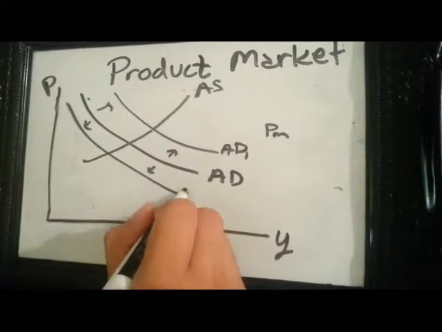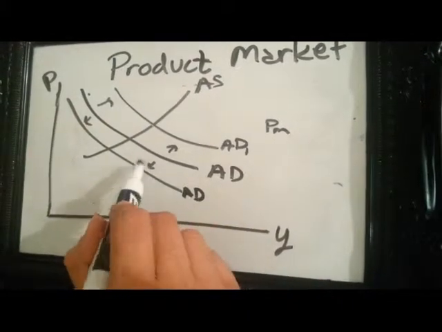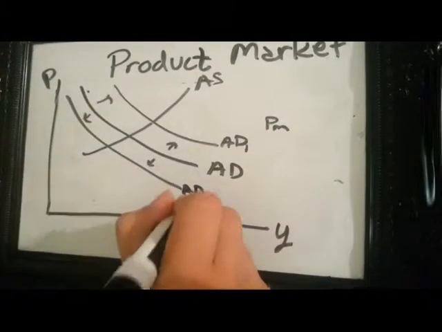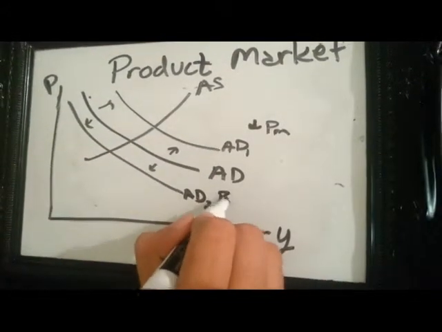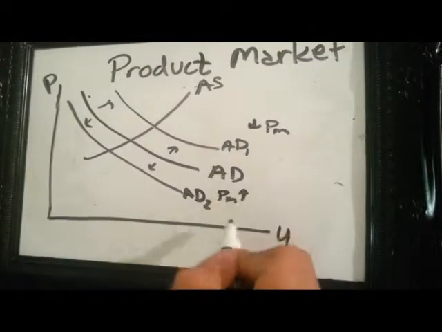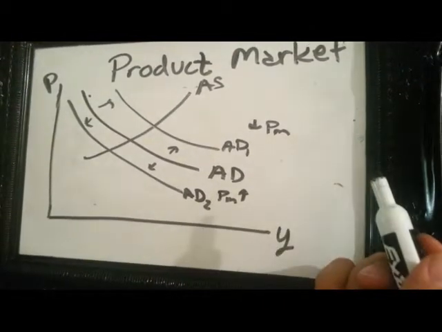Now when we shift the aggregate demand curve down, or decrease it, the price of money increases because it's more difficult to get a loan.